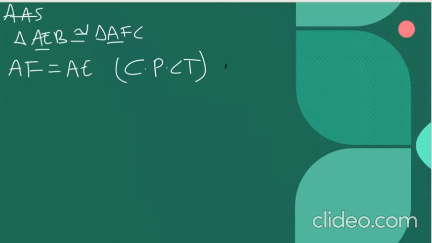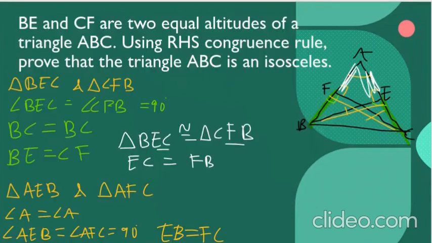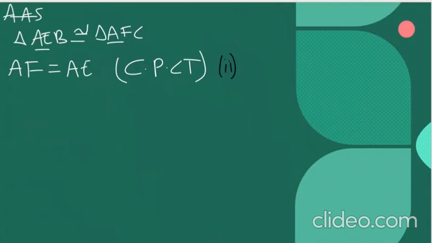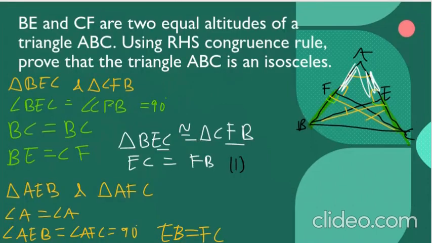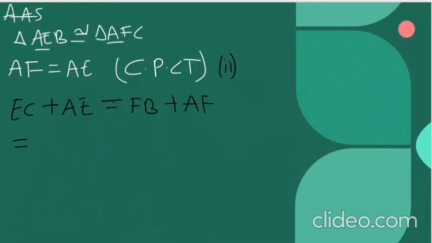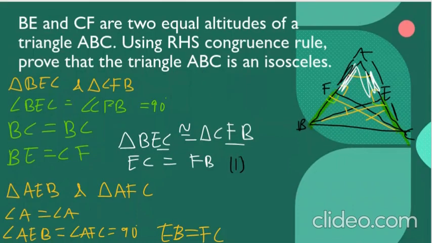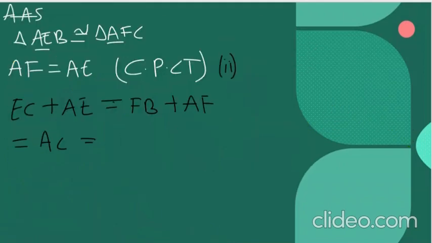So this one is, let's say, equation number 2, and EC and FB is my equation number 1. If I add both of them, what will I get? EC plus AE is equal to FB plus AF. This is what I'll get by adding them, right? So here, EC plus AE gives me AC, and that is equal to FB plus AF. FB plus AF is what? My side AB.